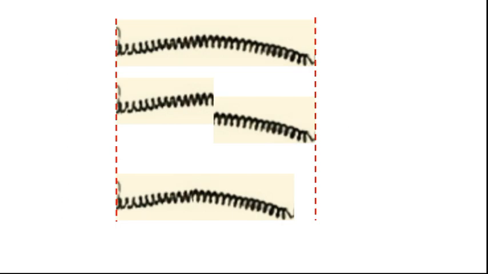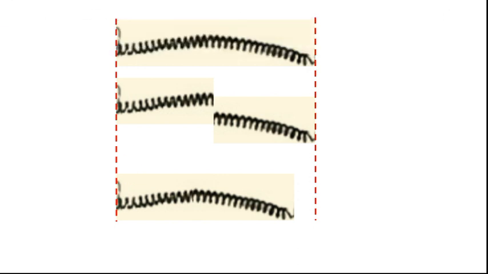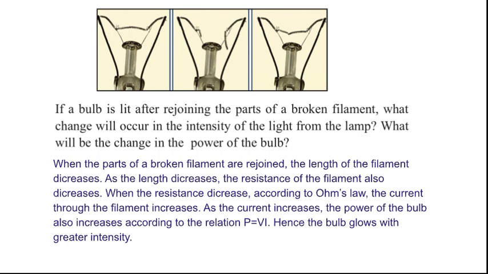Here, let us consider the filament before breaking down. These two red lines show you the length of the filament. When it is broken, there is no change in length, but when it is rejoined, a small portion of the filament would overlap. As a result, the length of the filament decreases. If you are connecting any broken items, its length would decrease slightly. Now, when the parts of the broken filament are rejoined, the length of the filament decreases.